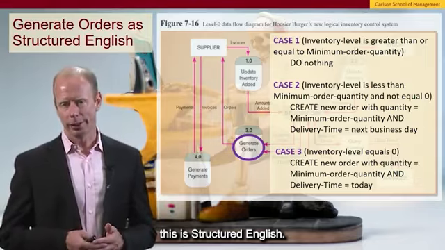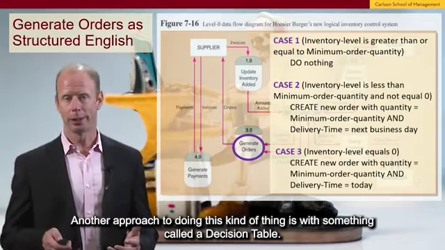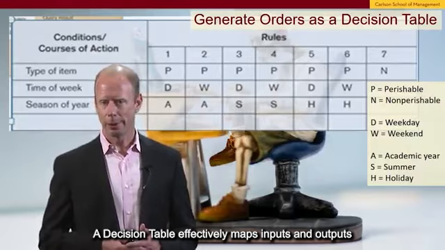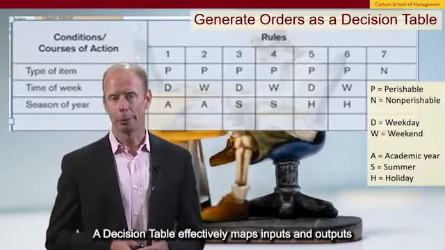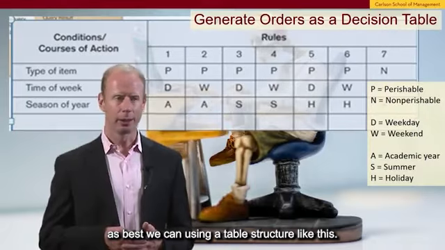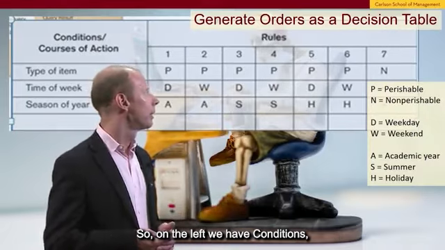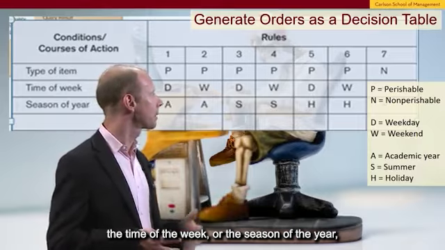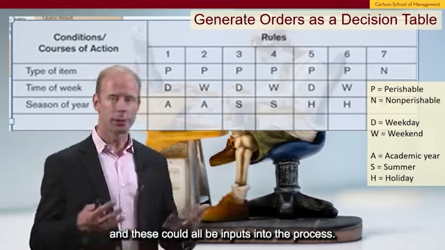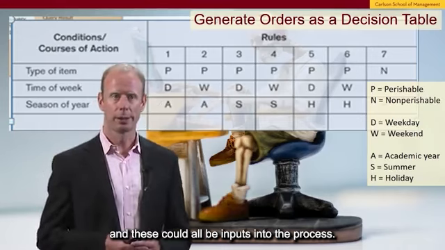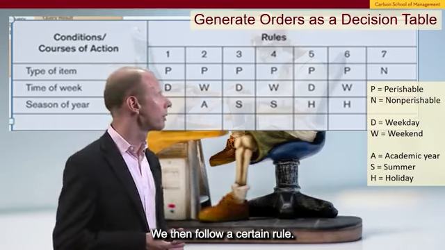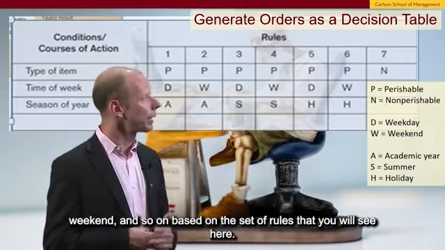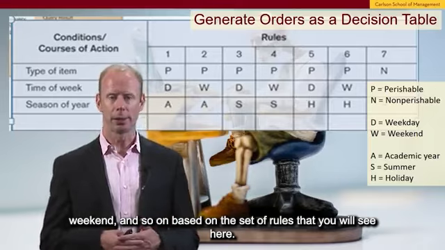This is structured English. Another approach to doing this kind of thing is with something called a decision table. A decision table effectively maps inputs and outputs as best we can using a table structure like this. So on the left we have conditions, courses of action, so based on the type of the item, the time of the week, or the season of the year, and these could all be inputs into the process. We then follow a certain rule, so perishable, non-perishable, weekday, weekend, and so on, based on the set of rules that you see here.